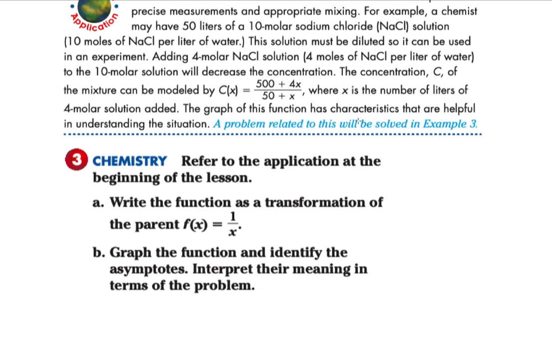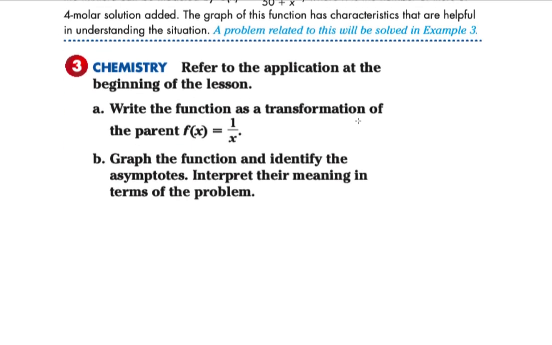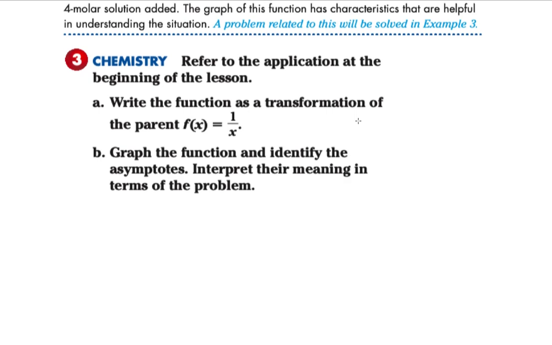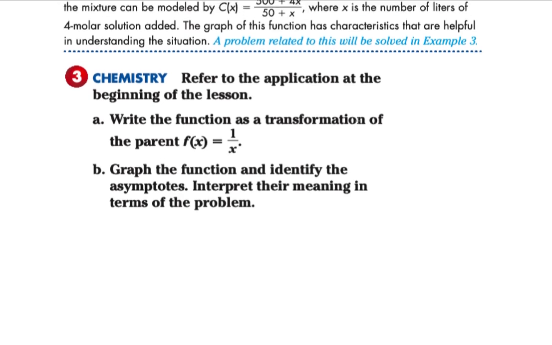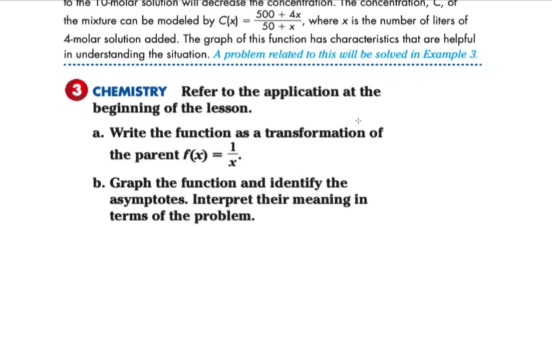All right, so let's see what they're asking us to do in example 3. In example 3, they want us to refer to that application and rewrite the function here at the top of the page. They want us to rewrite this function in a form that looks kind of like the parent graph, f of x is equal to 1 over x. And so, just looking at that function in general, it doesn't look much like the parent graph.